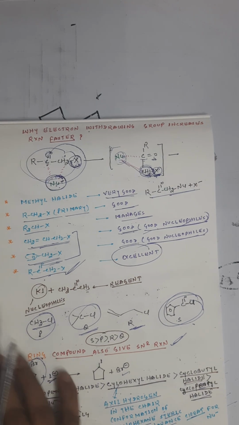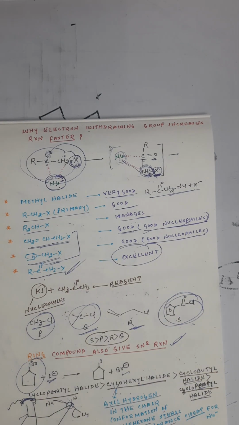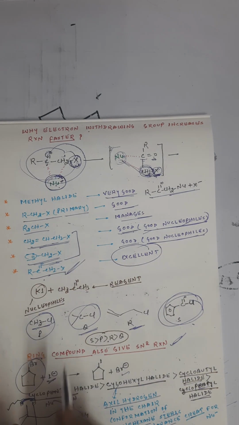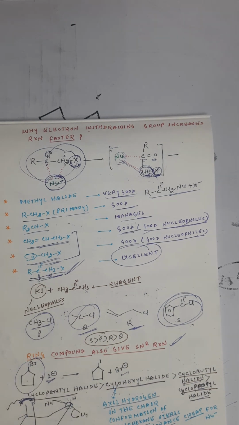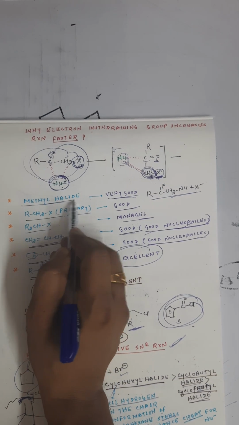Okay, so now I have written the order here. The excellent SN2 reaction will involve the alpha-beta carbonyl compound. Excellent, because there is an electron withdrawing group, and then methyl halides.